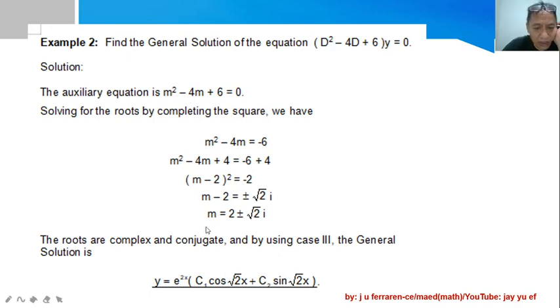We have a complex conjugate. So this is your a. What's your a? 2. Your b is the square root of 2, correct? In the a plus bi form. So case 3, we have y equal to e, then a, which is 2, times x, multiplied with c sub 1. There are 2 constants when it comes to conjugate roots. We have c sub 1 cosine, this is your b, bx, correct? So we have square root of 2 x plus c sub 2 sine of, again, square root of 2 x. So this is now your answer. So, that was your example number 2.